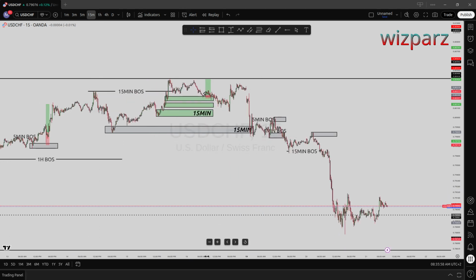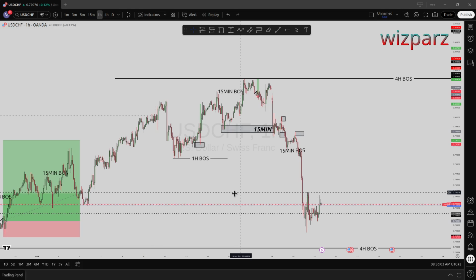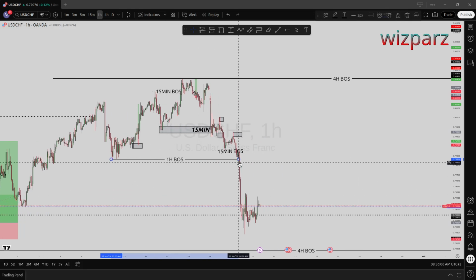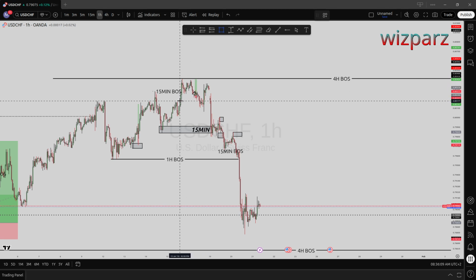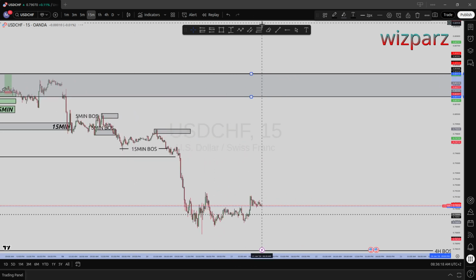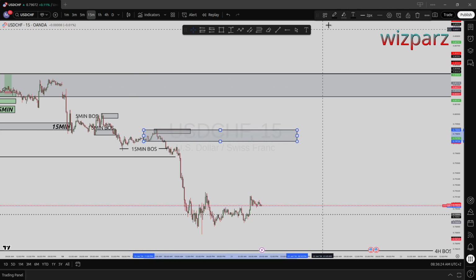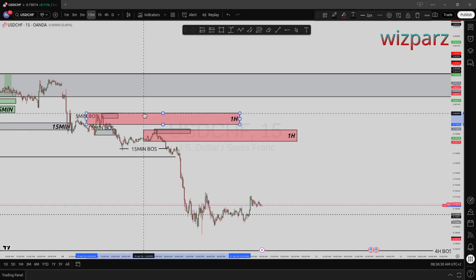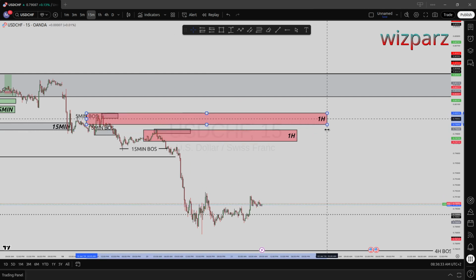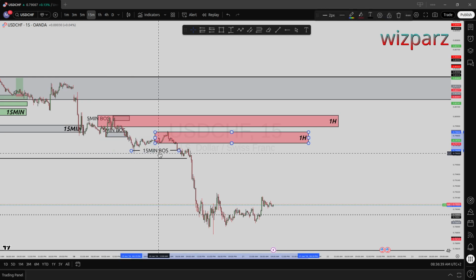On the 1 hour, we can see that the price has made a change of character to the downside, which means this is the last high of the 1 hour. We go to 15 minutes to find our major supply area. This is the one, and this is the one. I'm going to wait for one of these areas to get hit before looking for short.